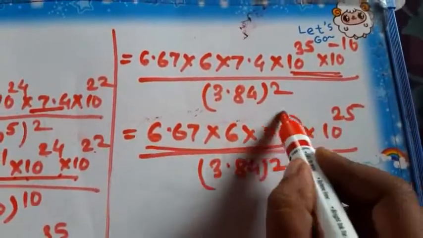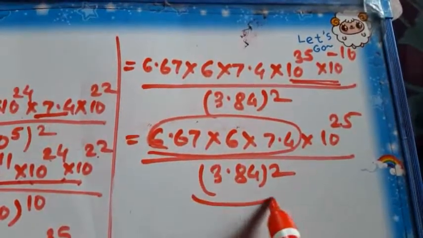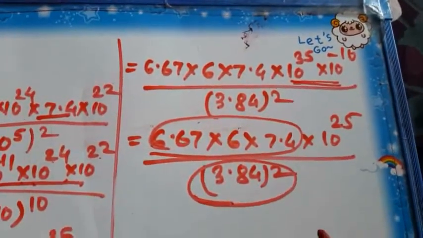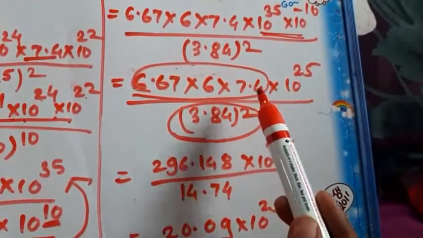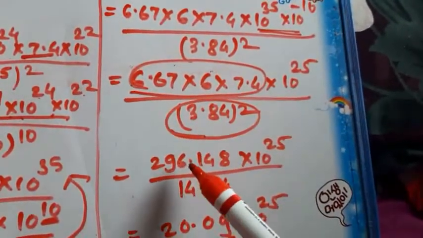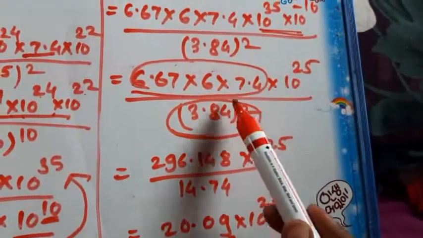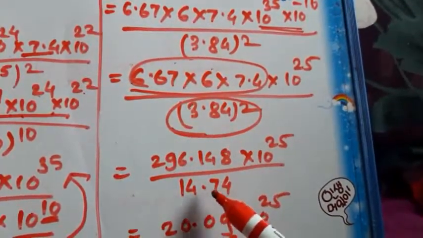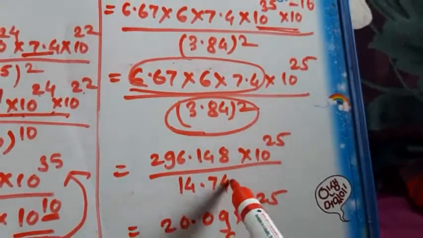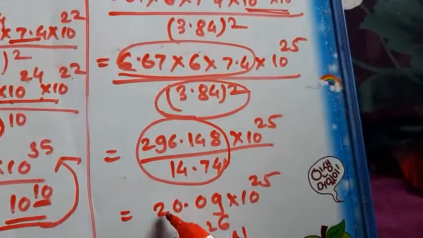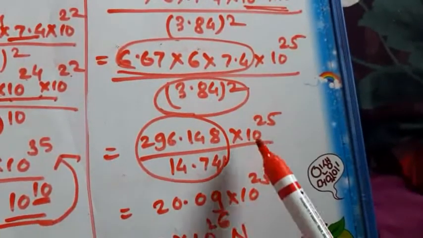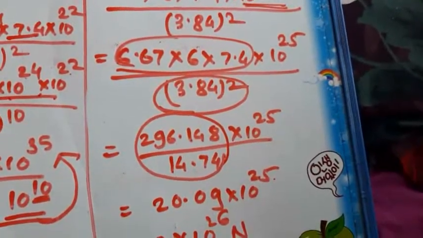Now multiply these numbers and do the square of this. Multiplication of these 3 numbers is 296.148 and square of this number is 14.74. Now divide these 2 numbers. Their value will be 20.09 into 10 raised to 25.